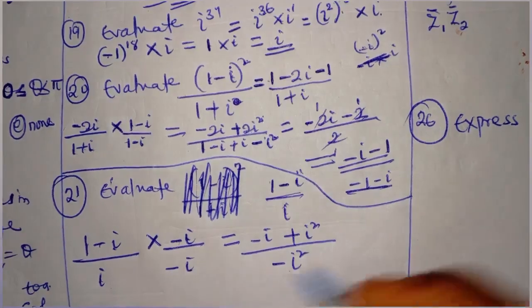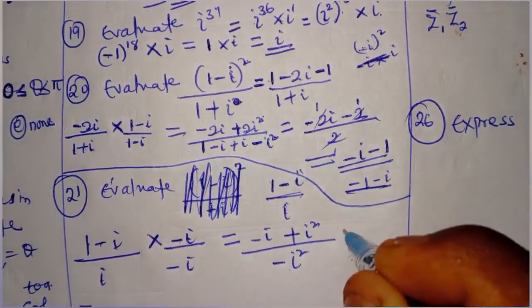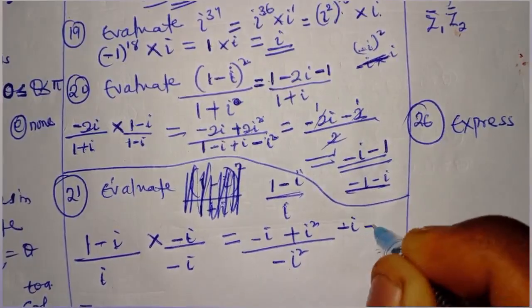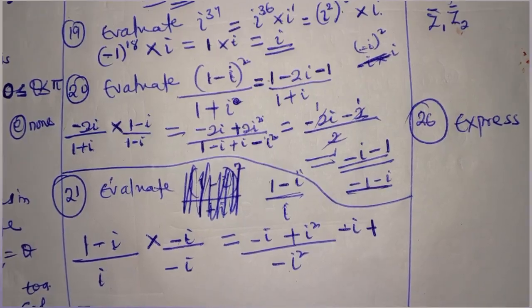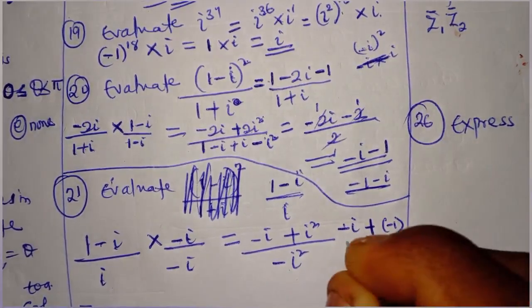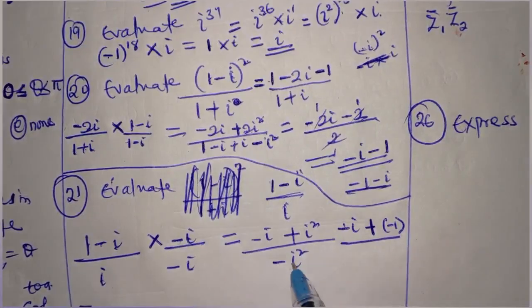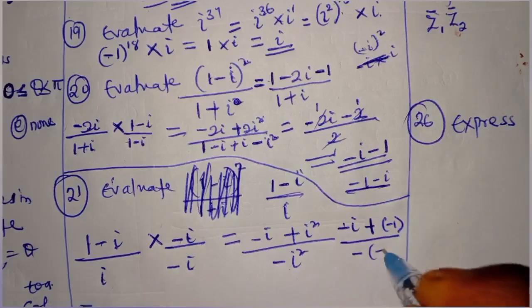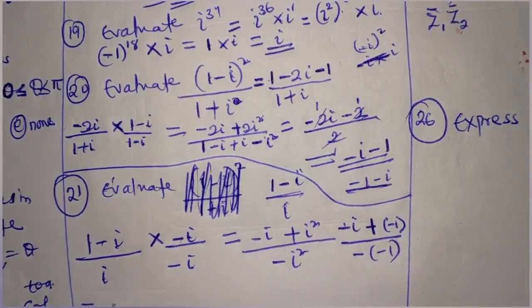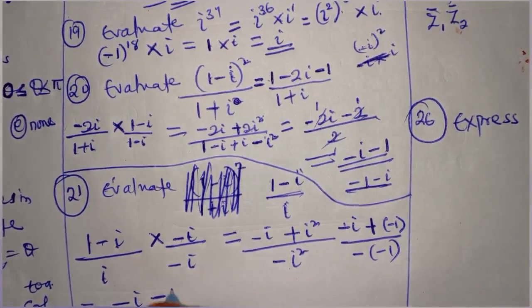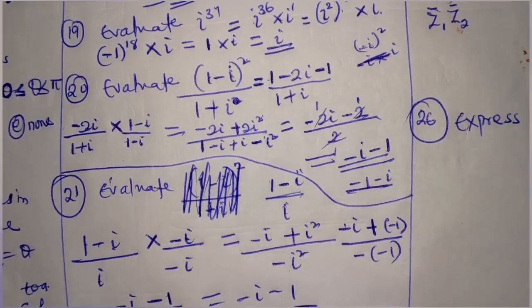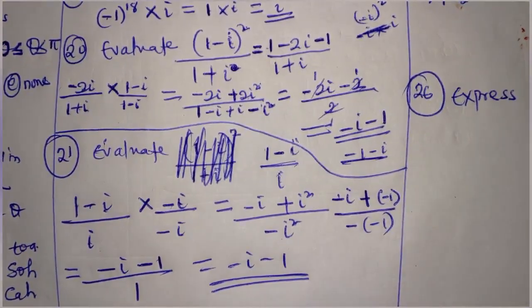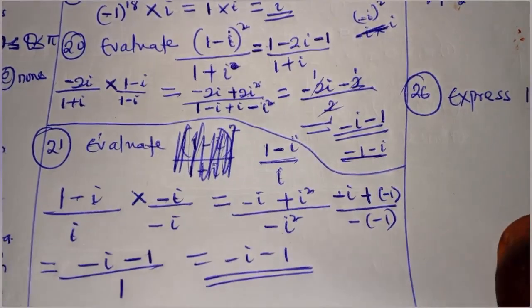You see it? Okay, let's go ahead. This is actually minus I plus I squared is minus 1. Right? So I should be writing minus 1 here. All over I squared is minus 1. So we have minus 1. So this is simply minus I minus 1 all over 1. This is minus I minus 1. That's it for this question 21. Alright, what is question 22 now?